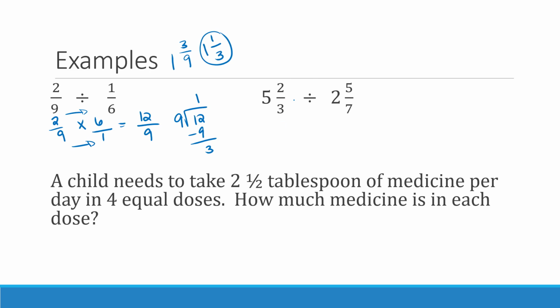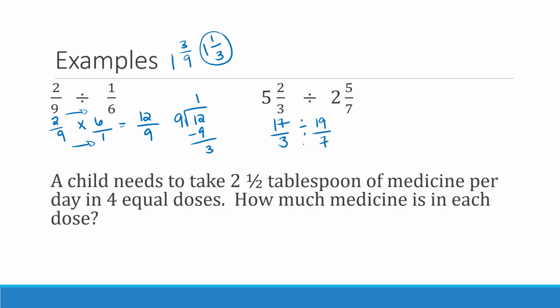Now, anytime you're doing multiplication and division, it is very difficult to do that with a mixed number. So what you want to do first is change both of your mixed numbers, in this case, to improper fractions. So 3 times 5 gives me 15. 15 plus 2 is going to give me 17 over 3. I'm not going to flip anything yet. I'm just going to rewrite this as an improper fraction. 2 times 7 gives me 14. 14 plus 5 gives me 19.